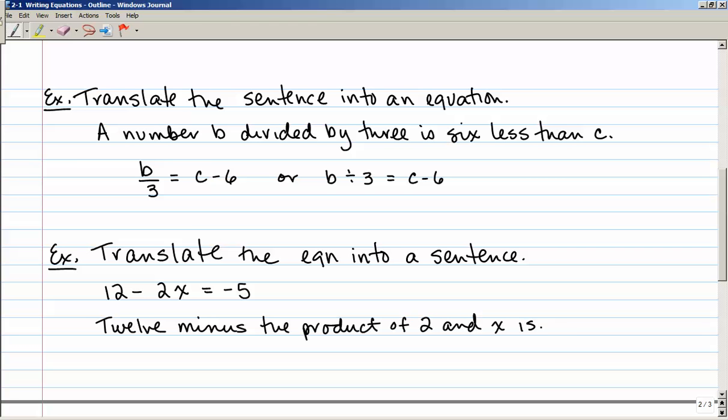is equal to, and here I could just write negative 5. Okay, that's one way I could do it. There's other ways you could do this as well. Instead of saying product of 2 and x, I could just say 2 times x. I could say 2 times x less than 12 is equal to negative 5. And then remember, there's a whole bunch of different terms I can use for is equal to.